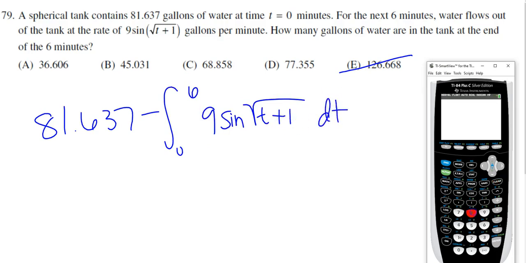So let's put that in our calculators. We've got 81.637 minus math 9 from 0 to 6, 9 sine of the square root of x plus 1 dx. And I'm getting 36.606 if we round, so A.